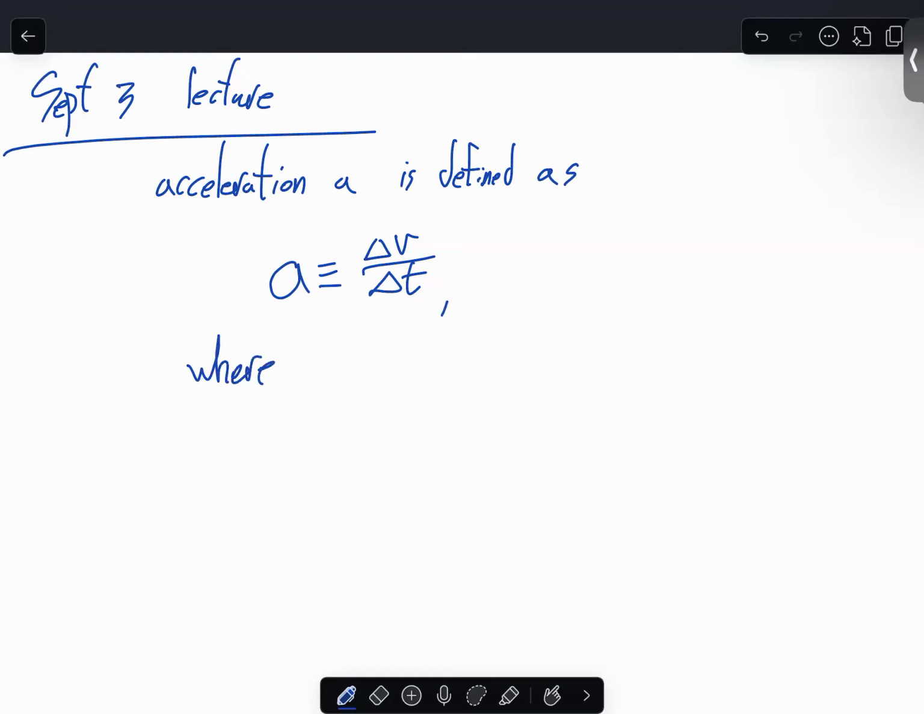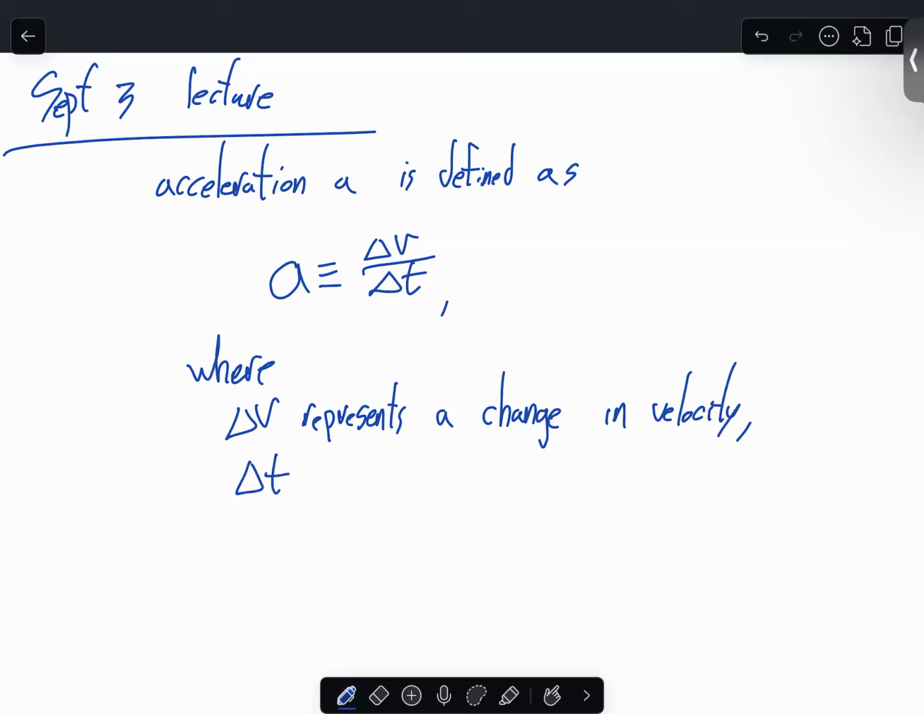Where delta V represents a change in velocity, and delta T represents a time interval. Represents, I can spell.